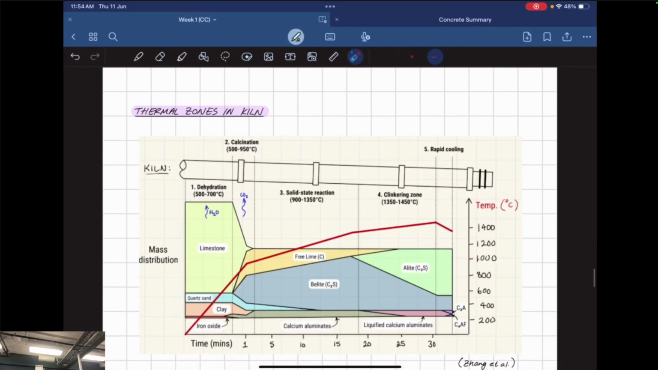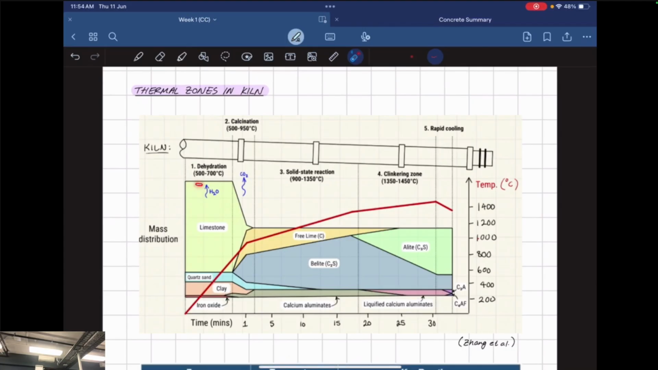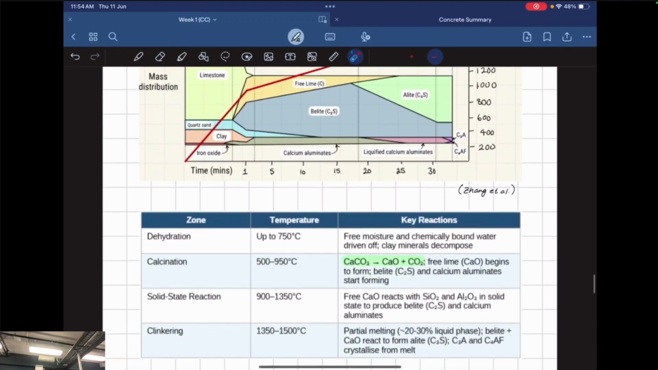Okay, so during that pyroprocessing step, the raw materials go into a kiln, a rotary kiln, however you say that word, and there are 5 different thermal zones. This is covered pretty well in your lecture, but this is a simplified diagram that I took from Henry's notes, Zhang et al. Right here. At different temperatures, there are different thermal zones. So you've got 500 to 700, 500 to 950, and so on. What I've done here is I've told Claude to give me a brief summary about each zone, and the key reactions that take place.